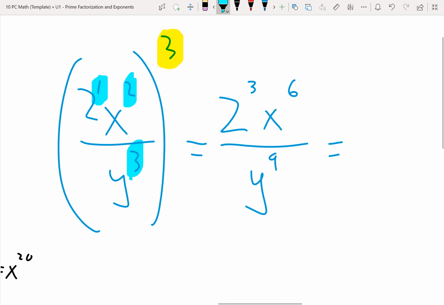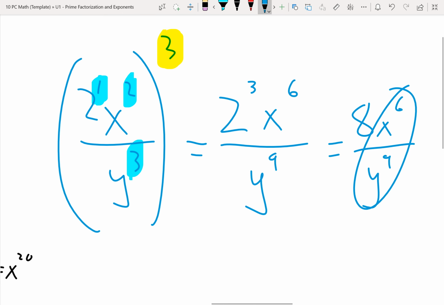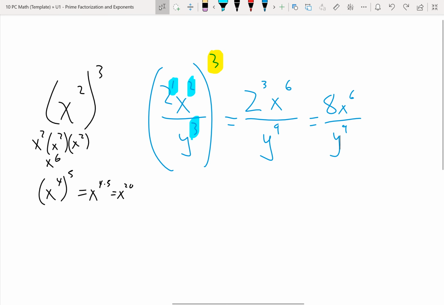X to the 6 doesn't change. This is the same as 2 times 2 times 2, so I'm going to rewrite it as just an 8, x to the 6, y to the 9. Can these two go together? No, they can't. They have different bases, x and y. So that's our simplified final answer. Okay, and that's it. That's a basic overview of the exponent law rules.